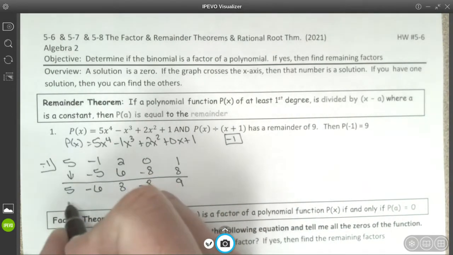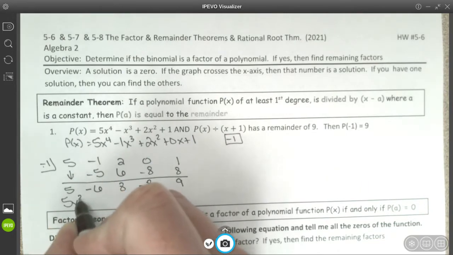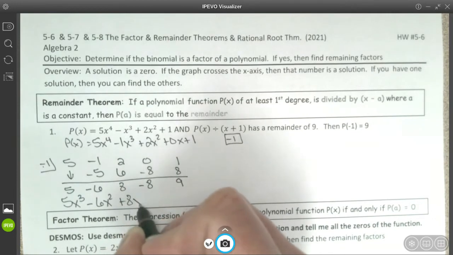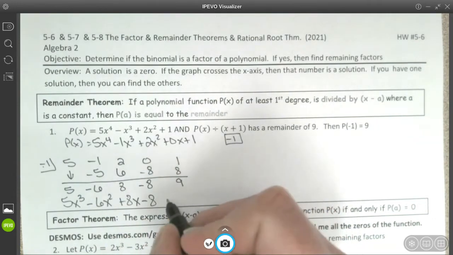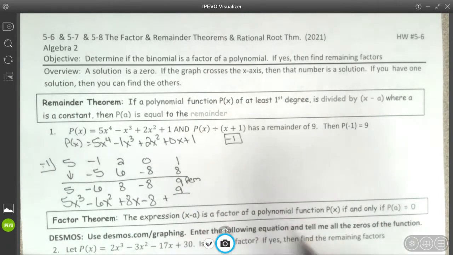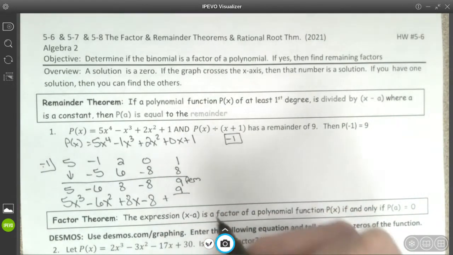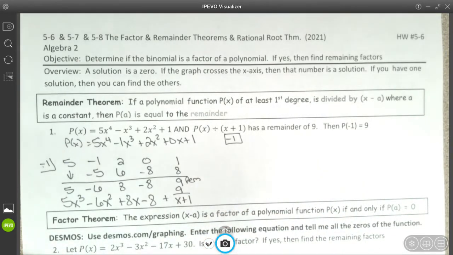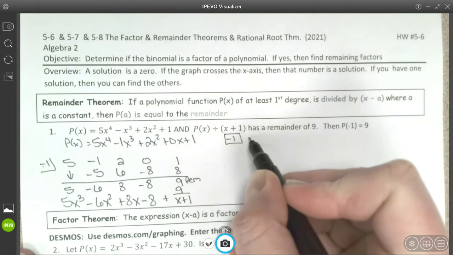So let's put our variables back in. So this is 5x to the 3rd minus 6x squared plus 8x minus 8. And then that 9 is my remainder. And so I write my remainder as a fraction. In this case, 9 over x plus 1.